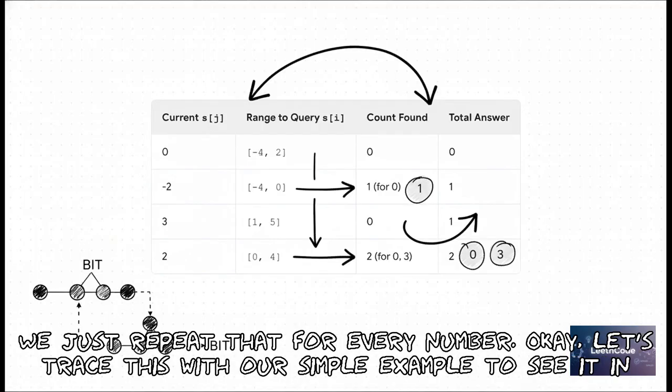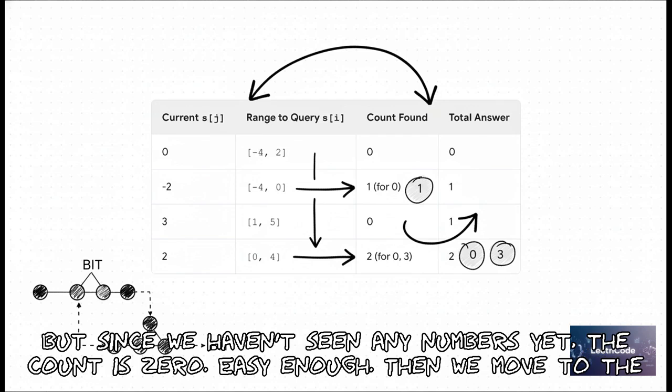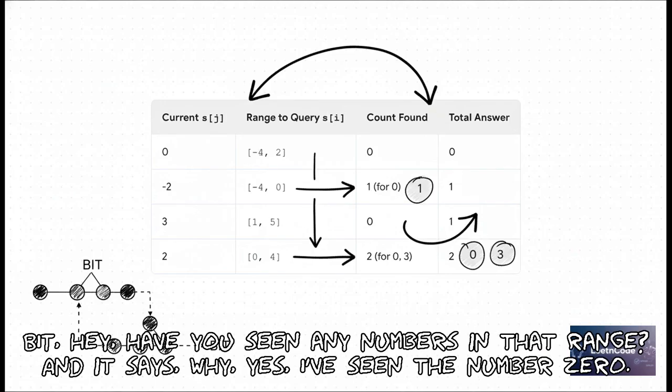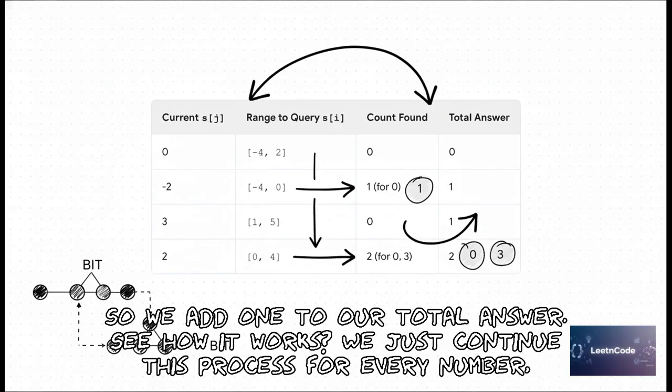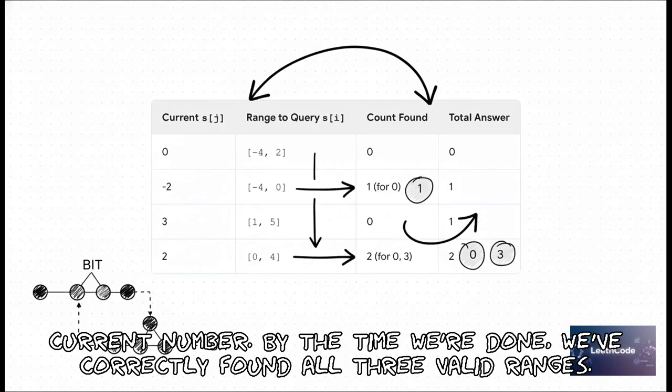Okay, let's trace this with our simple example to see it in action. We start with the first prefix sum 0. We ask our BIT about the target range, but since we haven't seen any numbers yet, the count is 0. Easy enough. Then we move to the next prefix sum, -2. We calculate its target range, which is -4, 0. Now we ask the BIT, hey, have you seen any numbers in that range? And it says, why yes, I've seen the number 0. So we add 1 to our total answer. See how it works? We just continue this process for every number, querying for what we've seen in the past, adding the count, and then updating the BIT with the current number. By the time we're done, we've correctly found all 3 valid ranges.